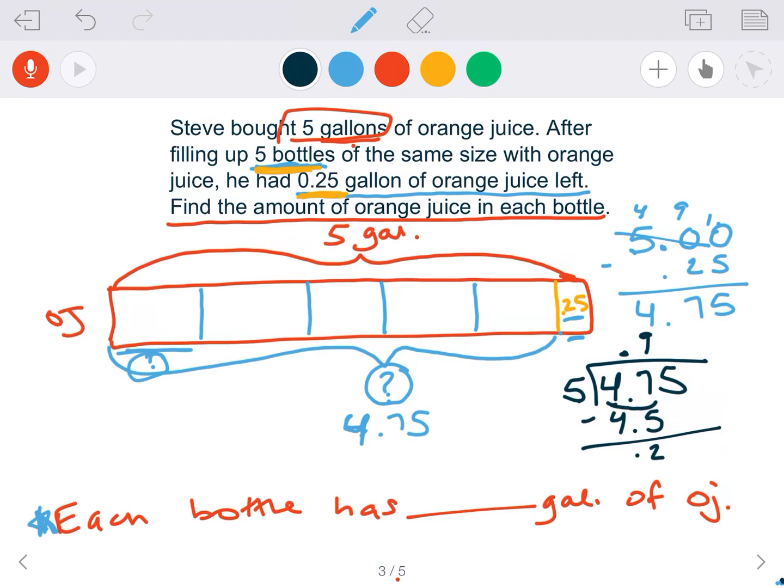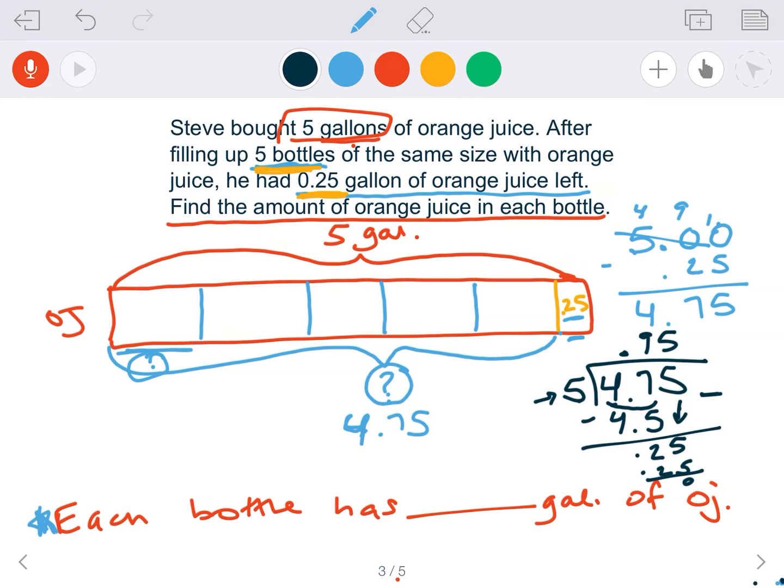47 tenths minus 45 tenths is 2 tenths. And then I bring down my 5 hundredths. What do I know about 5 over here and 25 hundredths? Well, I know that 5 times 5 is 25, so 5 times 5 hundredths is 25 hundredths. And I've used up all of my things. I have nothing else to bring down over here.